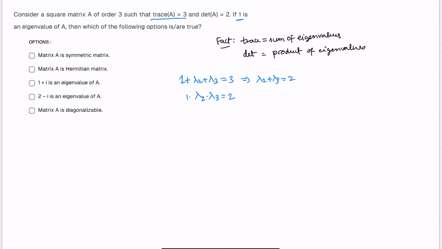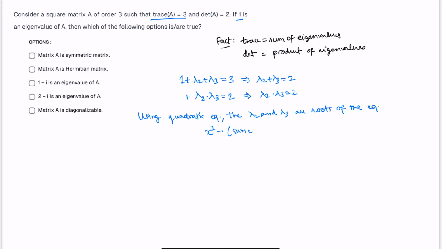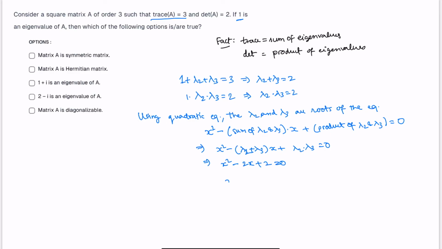So what we have to find out? We have to find out lambda 2 and lambda 3. Now using basic idea about quadratic equations, what we can say is that lambda 2 and lambda 3 are roots of some quadratic equation. And how will we form that quadratic equation? It will be x squared minus the sum of the roots multiplied by x plus the product of the roots. Now this can be written as x squared minus (lambda 2 + lambda 3) x plus lambda 2 into lambda 3. Now this can be written as x squared - 2x + 2.